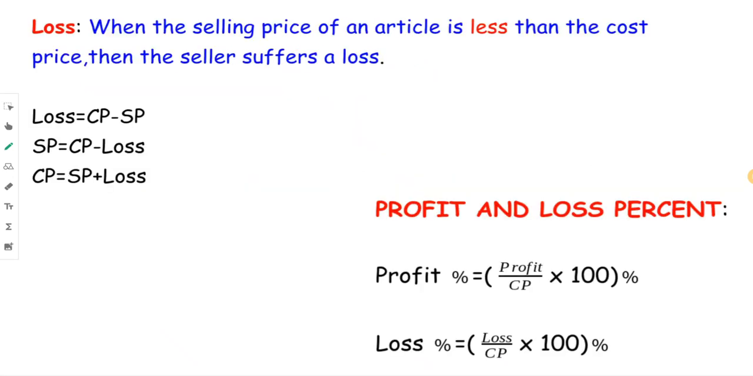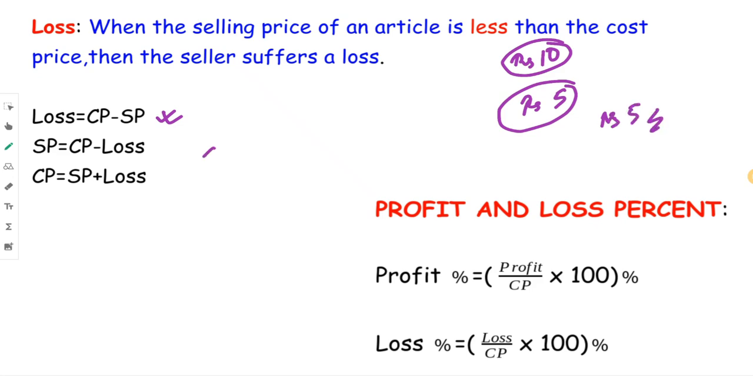Now let's go to the loss. When the selling price of an article is less than the cost price, then the seller suffers a loss. Same thing. Let's take the example: you bought a pen for rupees 10, but you sold it for rupees 5. Did you make a profit or a loss? You made a loss of rupees 5. So it comes to this formula: Loss equals the cost price minus the selling price. 10 minus 5, your loss is equal to rupees 5. And once again, these two are just a manipulation of this formula.